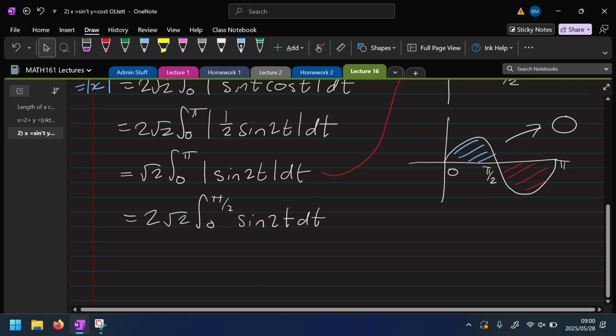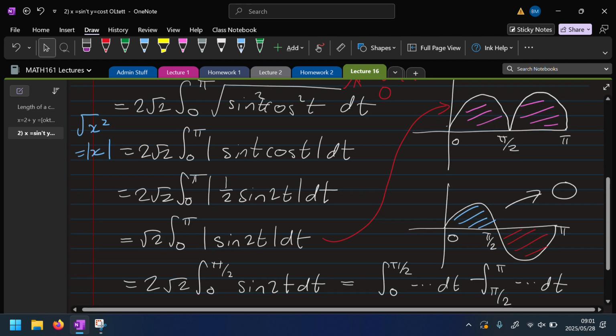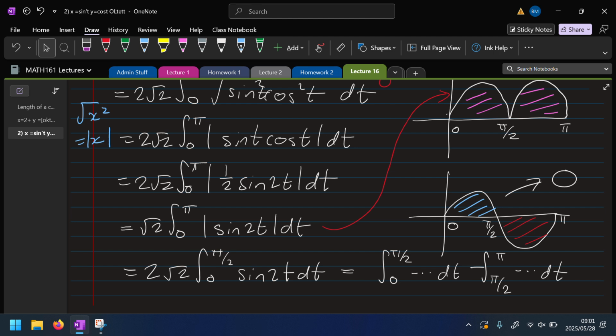So you could either do it like that and just double the result, or you could write this as the integral from 0 to pi over 2 of all of that, plus the integral from pi over 2 to pi, with the minus sign. So you go from 0 to pi over 2 for the first part, minus, and then pi over 2 to pi for the second part. You split it up into the 2 bits, or you just go from 0 to pi over 2 and then double your answer. You get the same thing. You can decide what works for you.